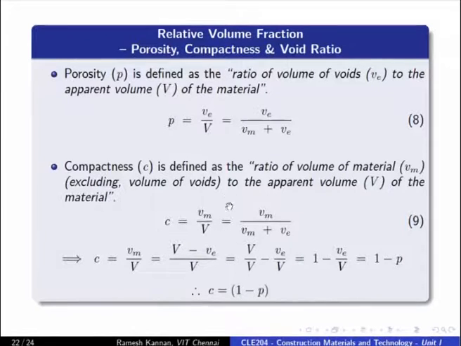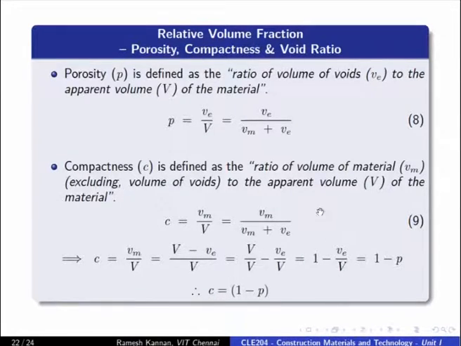Note that we can relate c and p in a single equation. Take this equation: c is equal to Vm divided by capital V, where Vm is the total volume minus the volume of voids. When you divide it by capital V, we get this form of equation: 1 minus the volume of voids divided by the apparent volume of the material. We also know that the volume of voids divided by the apparent volume is small p. We can substitute p for Ve divided by V. So this equation becomes 1 minus p, and hence c is equal to 1 minus p.